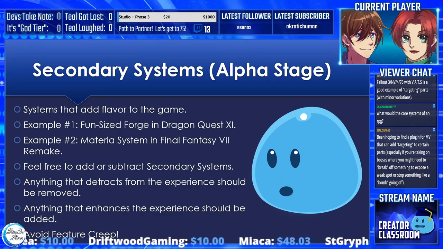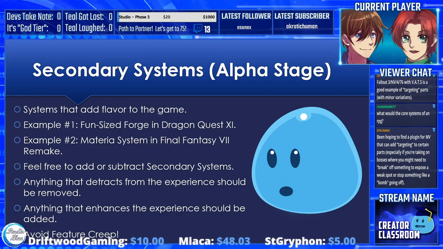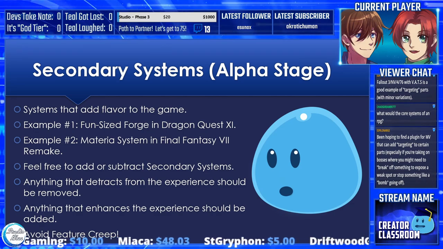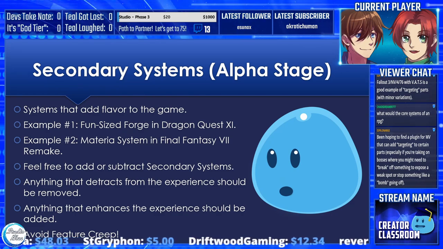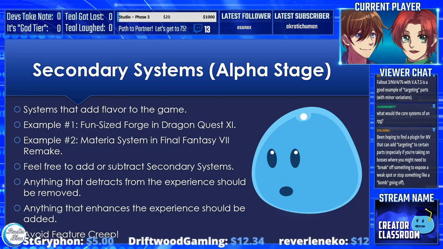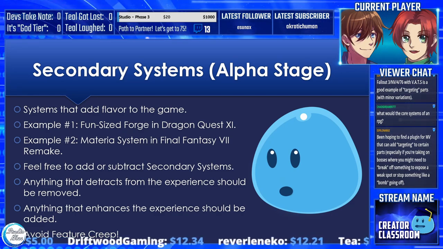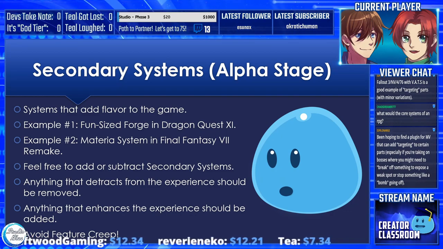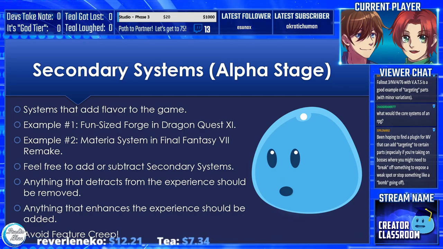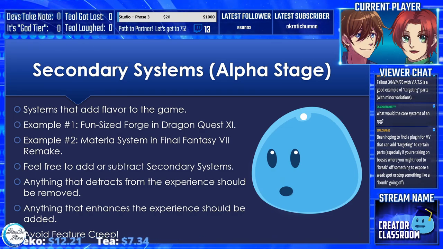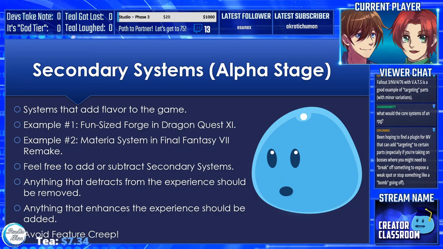So, quick thing here. Example number two, the Materia system. You could build a case that that's a core system. I'm not going to sit here and get into a debate over that. If you disagree and think that Materia in Final Fantasy VII Remake is a core system, let us know either on chat or in the comments. I'm not going to argue that point, because it is a matter of debate. However, the weapon core system for weapon modifications in Final Fantasy VII Remake is absolutely secondary.